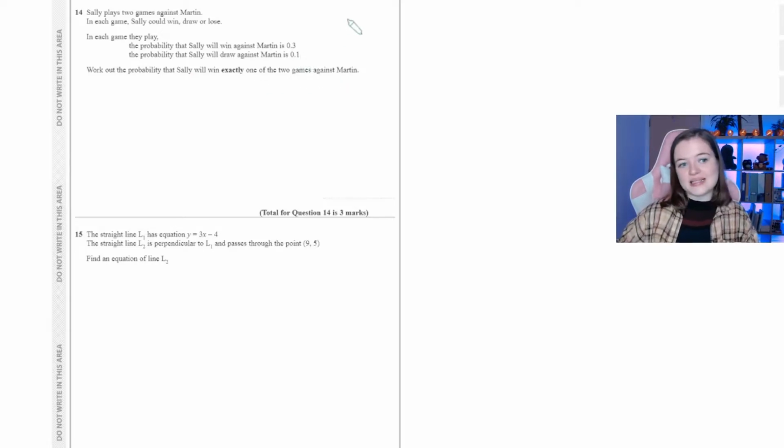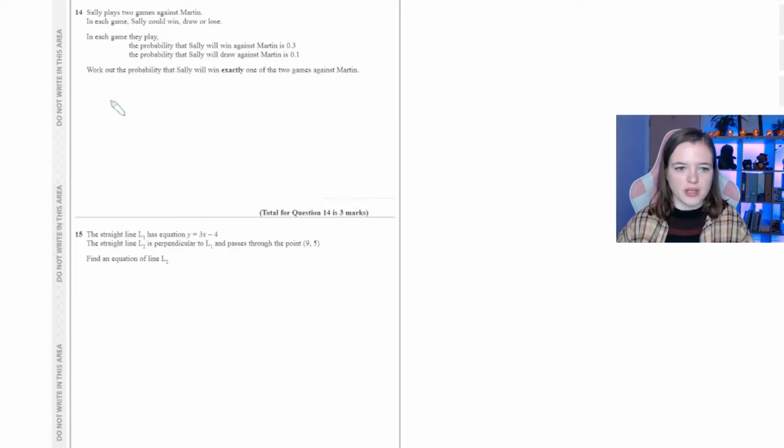Question 14. Sally plays 2 games against Martin. In each game, Sally could draw, win, or lose. In each game they play, the probability that Sally will win against Martin is 0.3. The probability that Sally will draw against Martin is 0.1. Work out the probability that Sally will win exactly one of the 2 games she played.